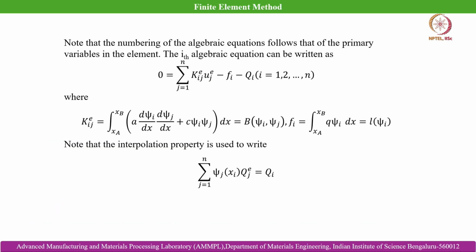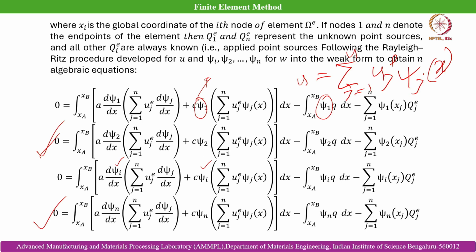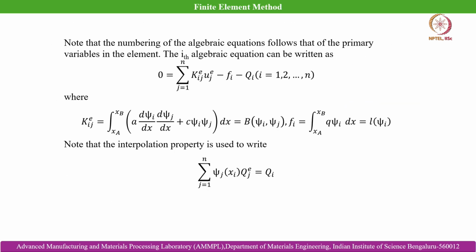From here we can see that the numbering of the algebraic equations follows that of the primary variables in the element. So, the ith algebraic equation can be written as you can see over here. All these terms are abbreviated as sum of k_ij u_j^e minus f_i minus q_i, where i is equal to 1 to n. So, what is k_ij over here?